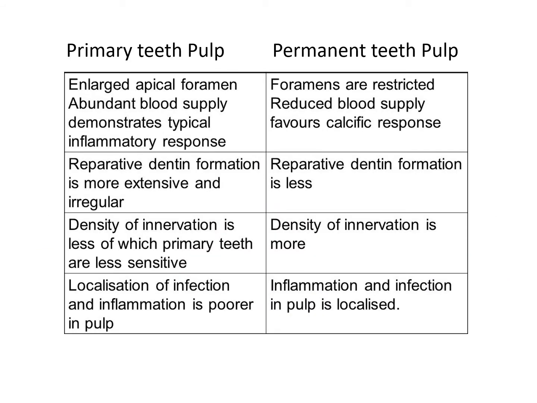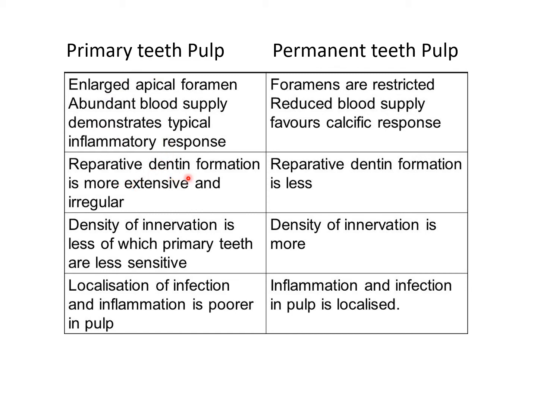Now, the reaction of pulp of a primary teeth is different from the reaction of pulp from the permanent teeth. So in the primary teeth, the enlarged apical foramen, there is an abundant blood supply to the pulp, and this demonstrates a typical inflammatory response to a stimulus as compared to the permanent, where the apical foramens are restricted. There is a reduced blood supply, and this favors a calcific response. So you'll normally find pulp calcification in permanent pulp and more inflammation in a primary pulp.